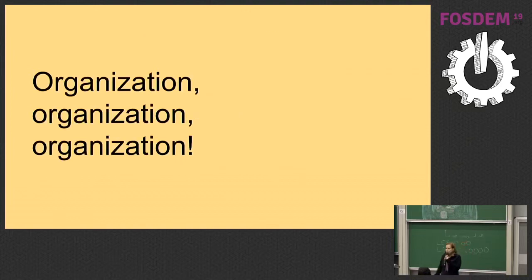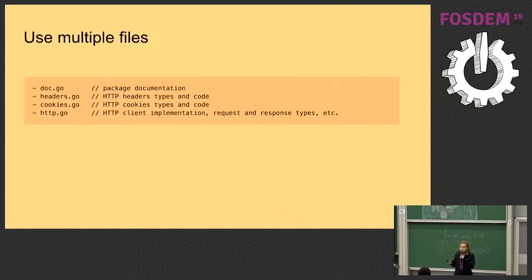style-packages. So the first thing is about organization, because organization is what matters. Try to use multiple files. Go allows you to split your package into multiple files, and you can create some logical separation. For example, this is the HTTP package, and you can put all the header related stuff in headers.go, cookies related stuff in cookies.go, all the core stuff maybe in http.go, or maybe it will get too long and you can split it as client.go and server.go. Try to use multiple files.